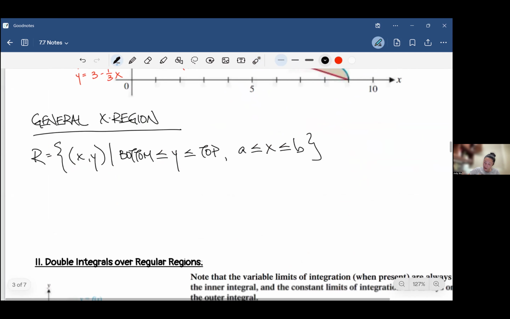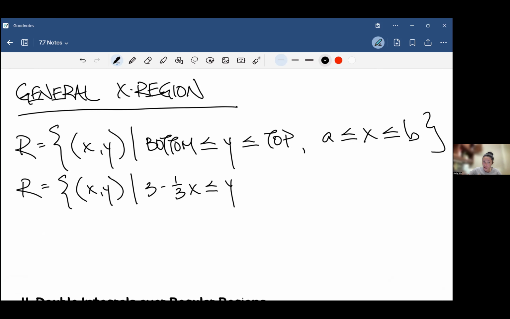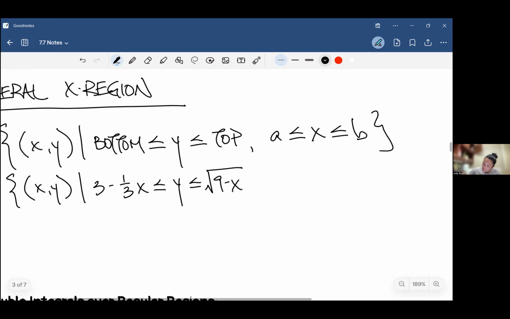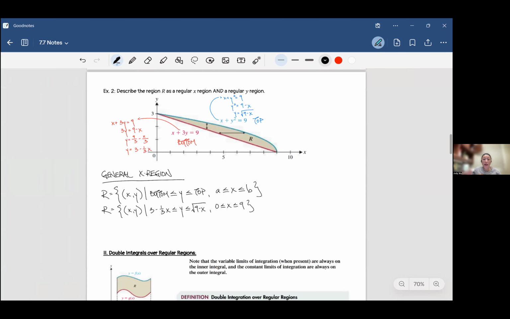All right, let's put that all in here. So we've got R equals the set of (x, y) such that 3 minus 1/3 x is less than or equal to y, which is less than or equal to the square root of 9 minus x. And we're going from 0 all the way to 9 for the x value. So that's how we would write a general x region.